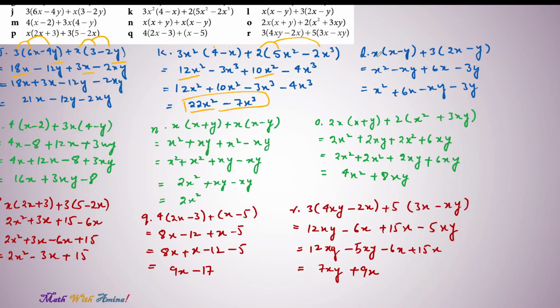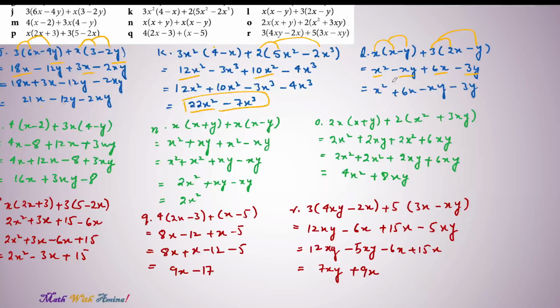Then we have L expression, x getting multiplied with x, we get x squared, x getting multiplied with minus y, we get minus xy, 3 getting multiplied with 2x, then 3 getting multiplied with minus y. So we get 6x minus 3y. The expression becomes, after expanding the brackets, x squared minus xy plus 6x minus 3y. Combining the like terms, so x squared, in here we see each one is a separate different term. We do not have any like terms in this expression.